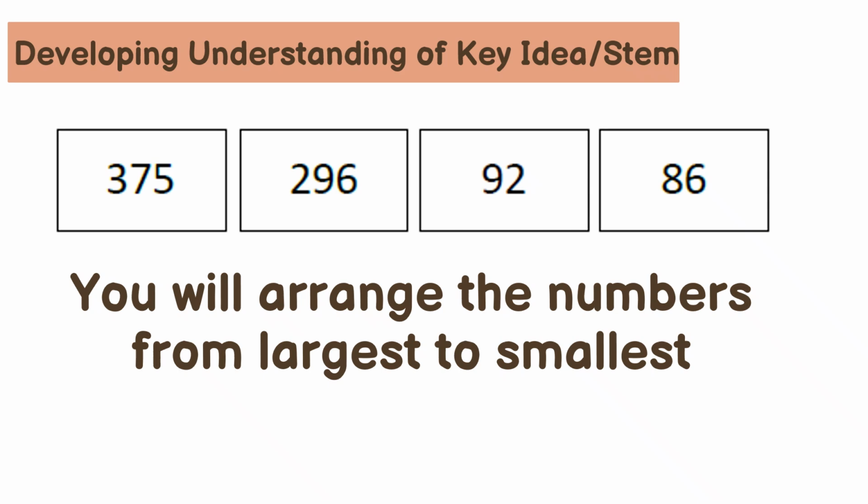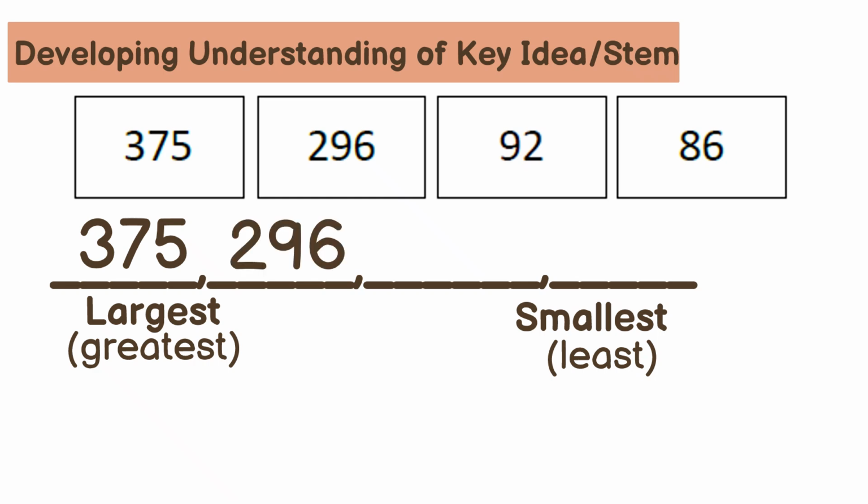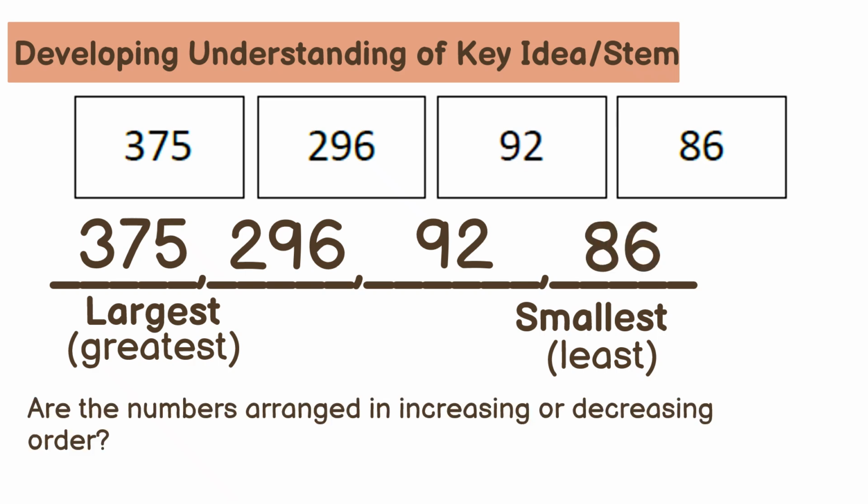Again, we have a set of numbers. You will arrange the numbers from largest to smallest. Which number is the largest or greatest number? 375. Next, 296, followed by 92, and the smallest number or the least number is 86.